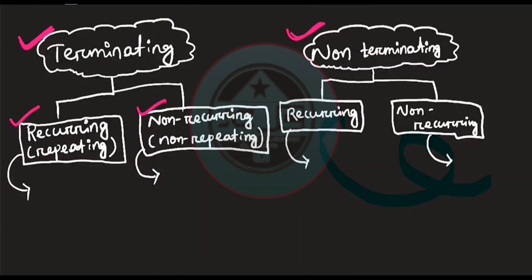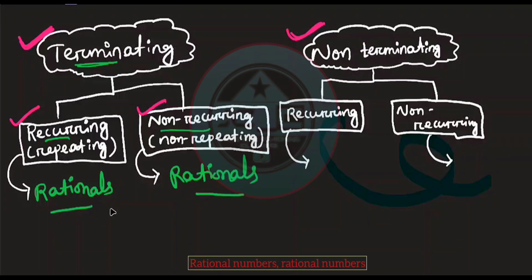In this flow chart we can see that all terminating decimal expansions, whether recurring or non-recurring, are rational numbers, and these are also rationals, right? Rational numbers. We were discussing today that non-terminating, non-recurring numbers are irrationals, right? These are sheer irrational numbers.